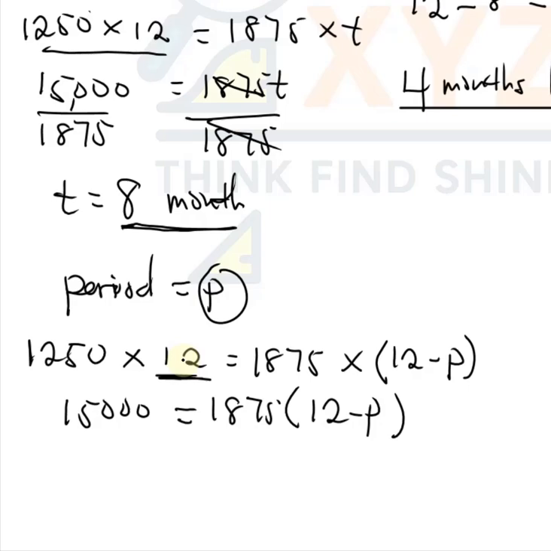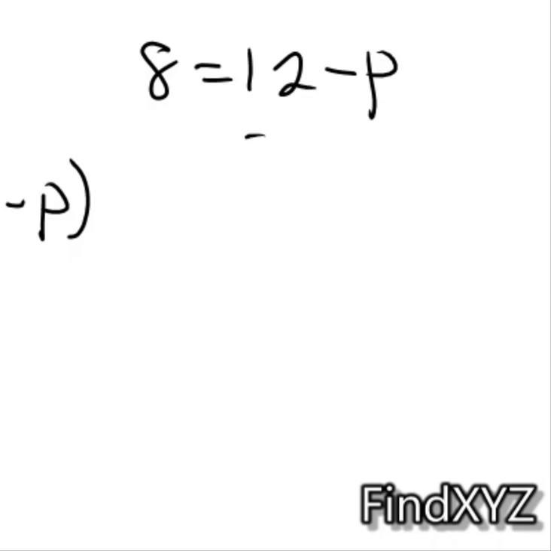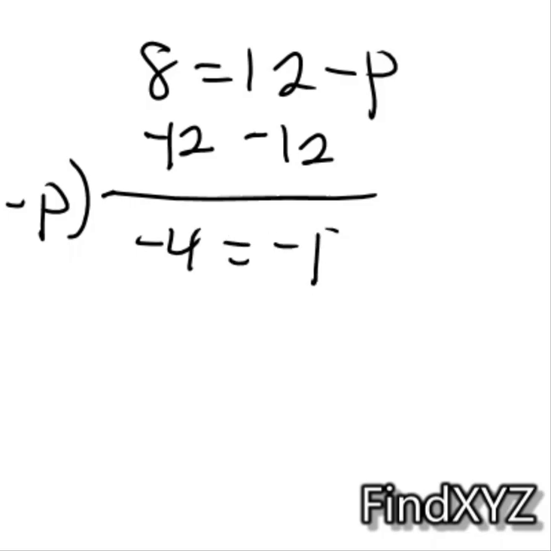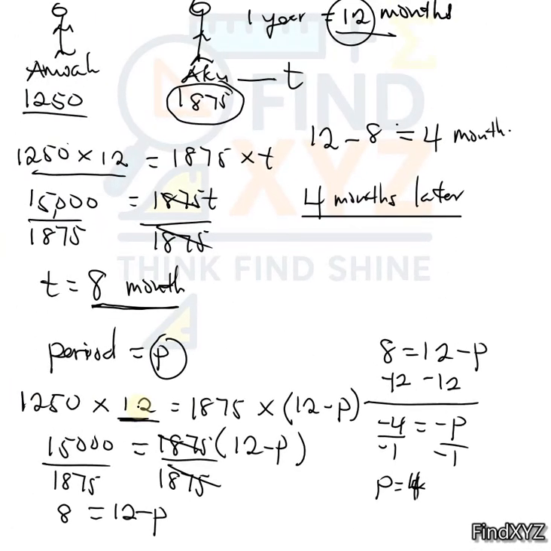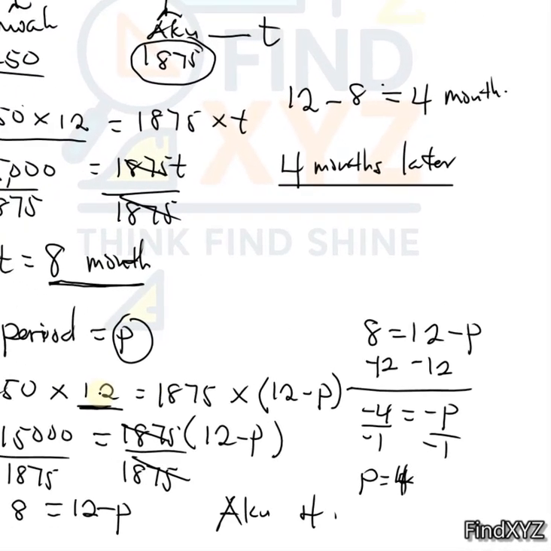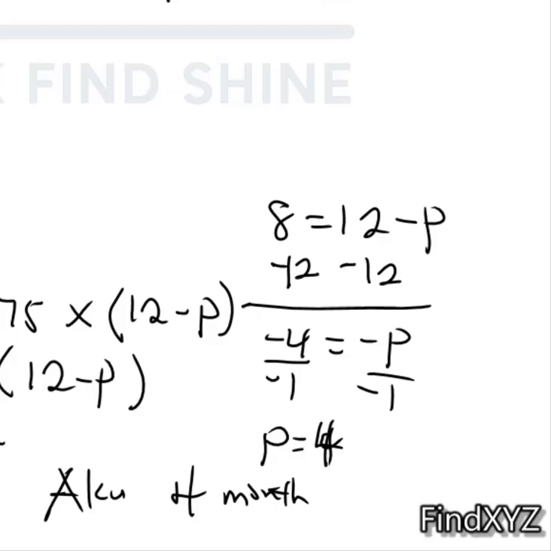Now your instincts would definitely tell you to expand, but don't expand. If you expand, you are going to get a very large number. What you can do is easily divide by 1,875 so that our numbers will not be large. Then 15,000 divided by 1,875 will give us 8 is equal to 12 minus P. What can we do? We can subtract 12 from both sides of the equation. Then we'll have negative 4 is equal to negative P. Then we divide both sides by negative 1. So what is P? 4. So it means that Aku joined the business 4 months later.